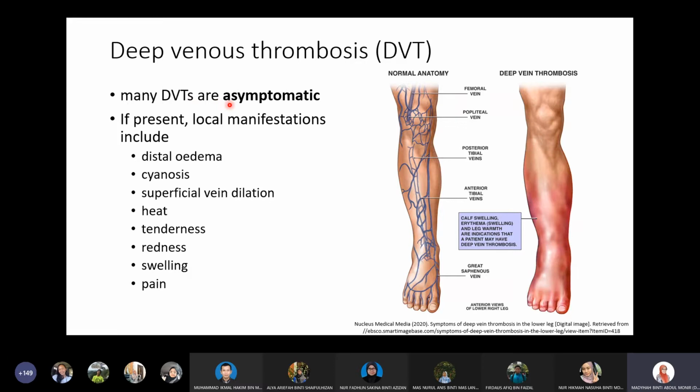Patients can be asymptomatic, have local manifestations, and they can also present with the complication of DVT, which is pulmonary embolism. And I will explain pulmonary embolism in the later part of the lecture.